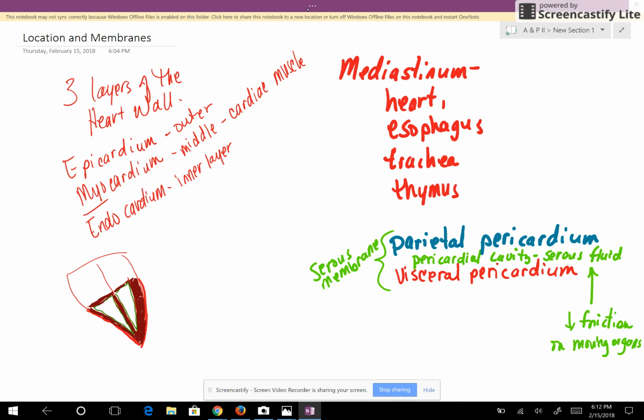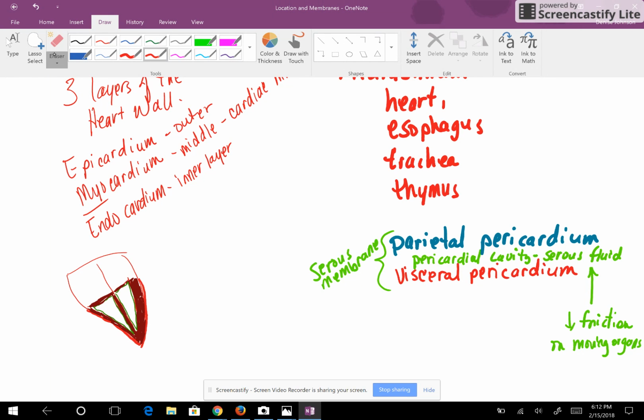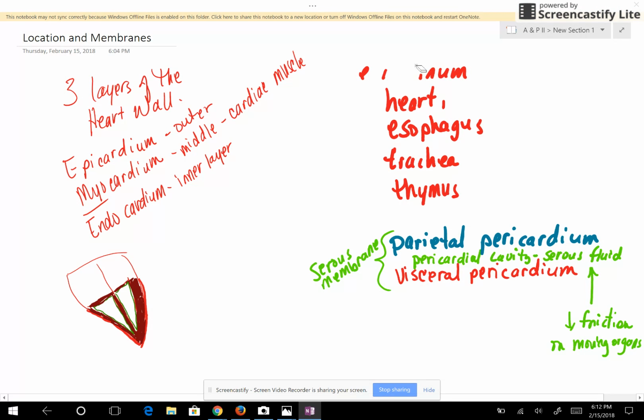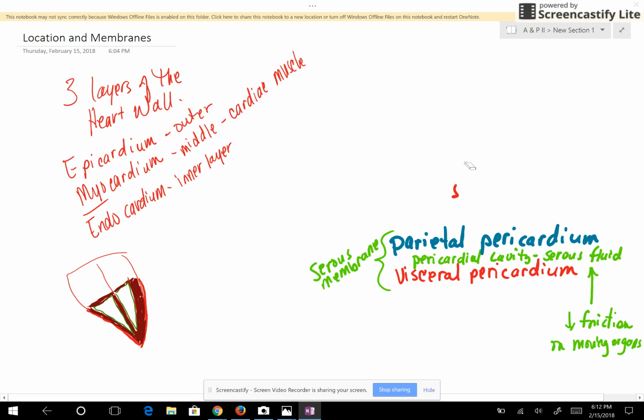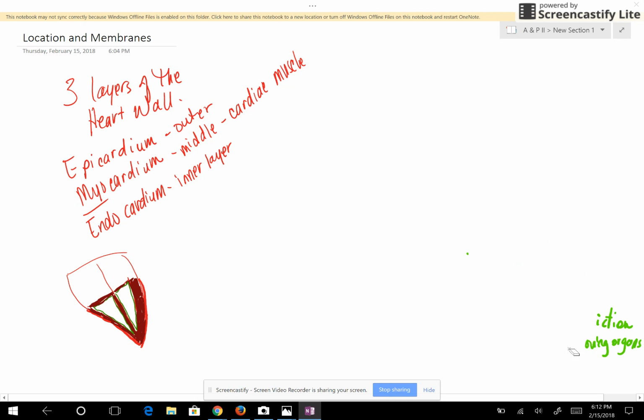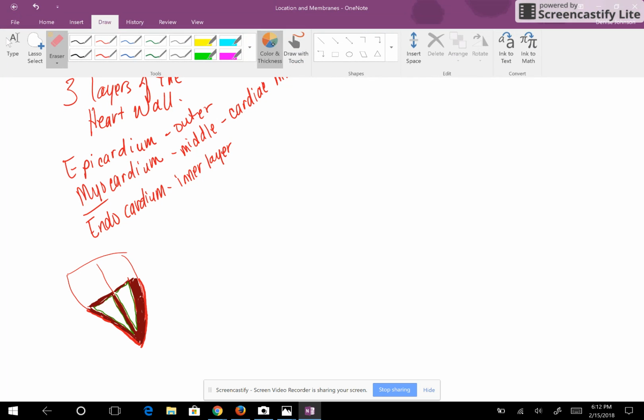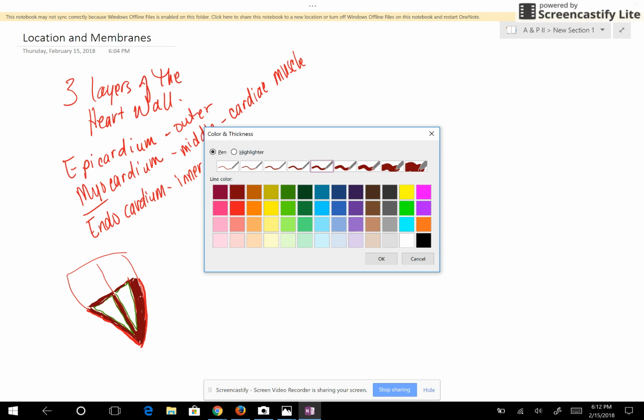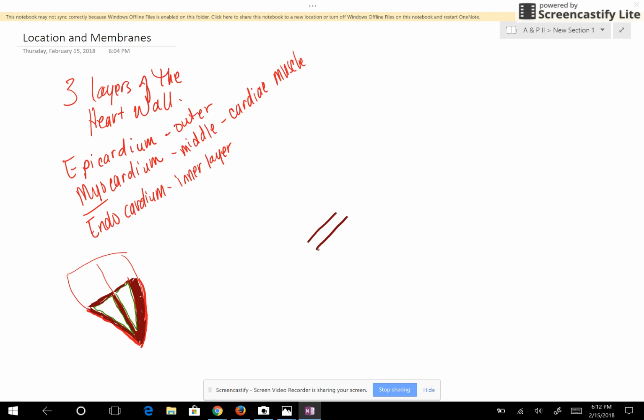Okay, let's look at the characteristics of cardiac muscle cells. So I'm going to erase this part over here. Cardiac muscle cells are branched. They look like little Ys. So let's draw one here. So here's one cardiac muscle cell. It has a centrally located nucleus. So the cells are branched. Central nucleus.